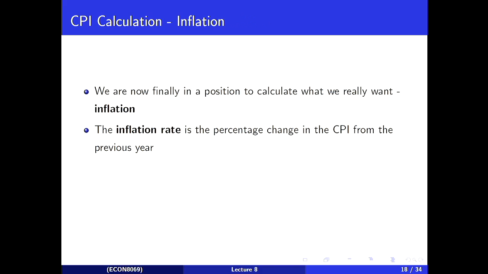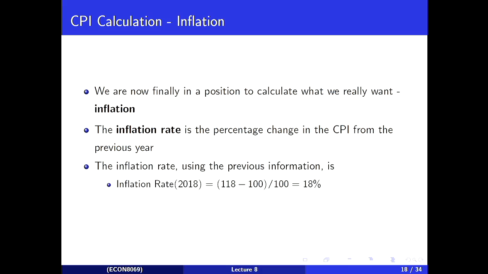Okay. So, finally now, we're in the place to calculate the thing we actually want. And the thing we really, really want is inflation. And we're going to talk about inflation quite a lot throughout this section of the course. So the inflation rate is the percentage change in CPI from the previous year. No great surprises, hopefully. Using our previous information, in 2018, the inflation rate was 18%, because the CPI went from 100 to 118, which gives us a percentage change of 18%.